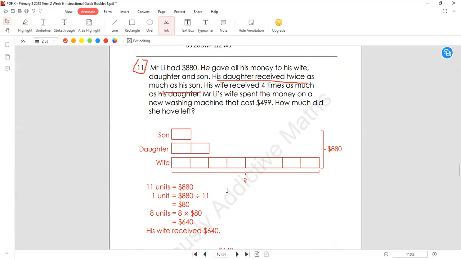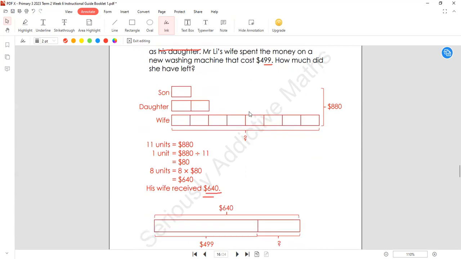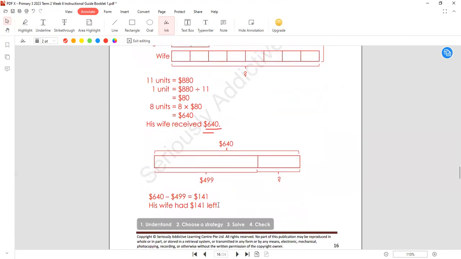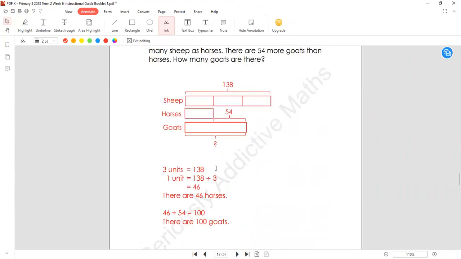Okay. And his wife spent money on the new washing machine, cost $499. How much did she have left? So you have to find out how much the wife has first. Right, so 2 steps. How much does the wife have? Wife has $640. And then after that, buys a washing machine, minus $499, get $141.